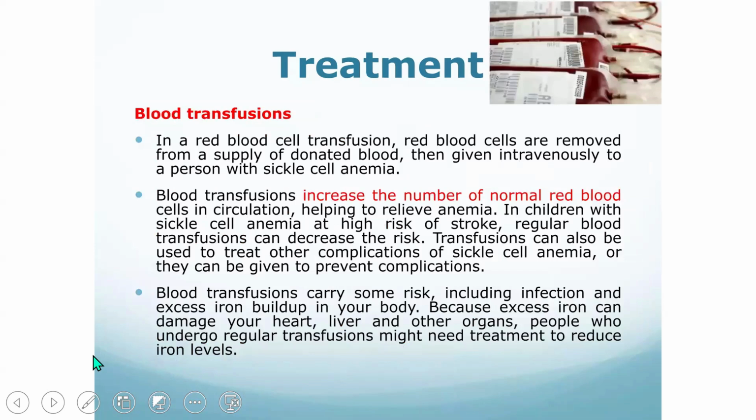So blood transfusion. In a red blood cell transfusion, red blood cells are removed from a supply of donated blood, then given intravenously to a patient with this class. You know that in the blood we have red blood cells and also non-red blood cells. So you separate the red blood cells from the others and then deliver them to the sickle cell anemia patient. So red blood transfusion increases the number of normal red blood cells in circulation, helping to relieve anemia.